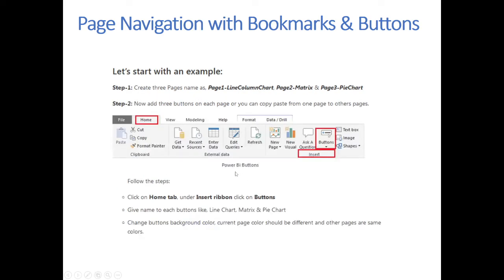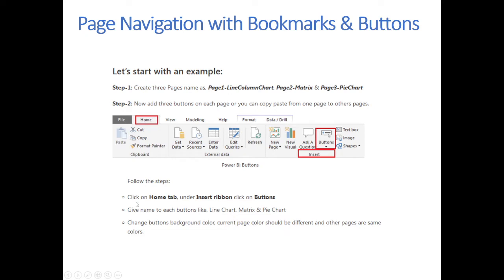So let's start with an example. Create 3 pages, named Page 1 line column chart, Page 2 matrix, and Page 3 pie chart. Now add 3 buttons on each page, or you can copy and paste from one page to the other pages. So insert buttons, that's from the Home tab.